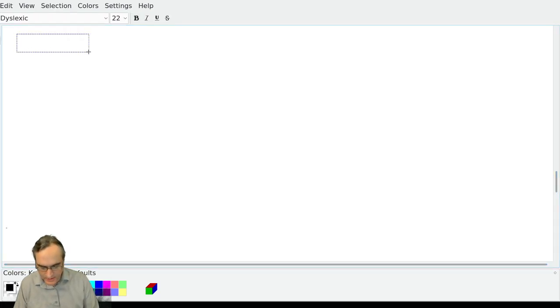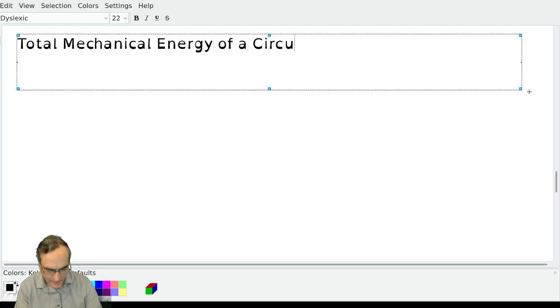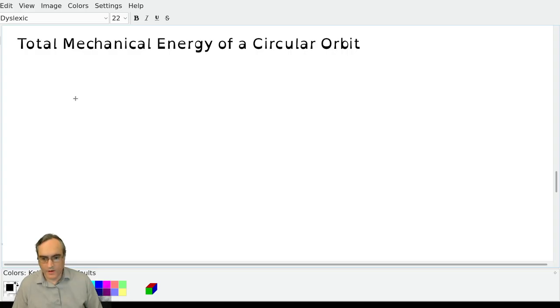All right, so now we're looking at total mechanical energy of a circular orbit. We'll also talk about how it gets extended for elliptical orbits.